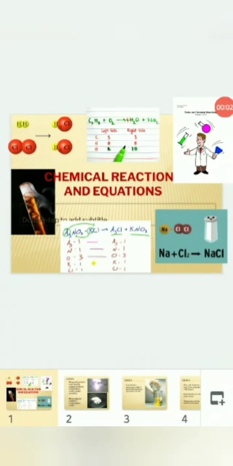Let us continue with the first chapter, Chemical Reactions and Equations. We are going to review chemical changes and balancing of some chemical equations, and then we are going to learn different types of chemical reactions.